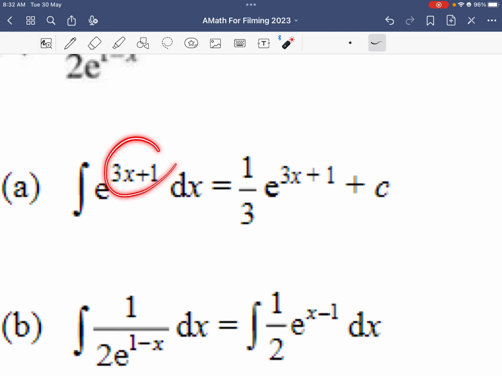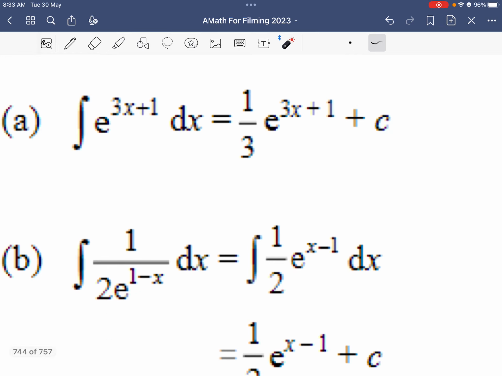Here, if you integrate e to the power 3x plus 1, first thing we do, differentiate 3x plus 1 with respect to x. Differentiated, you get a 3. So 1 over 3, just copy out e to the power 3x plus 1, not forgetting our integration constant plus c.